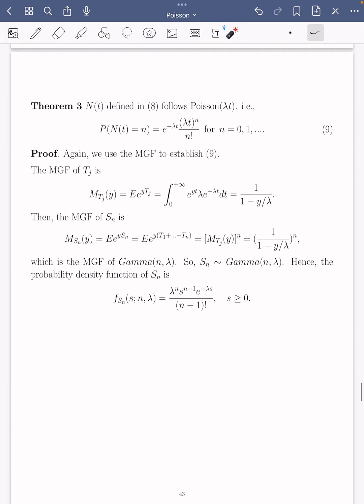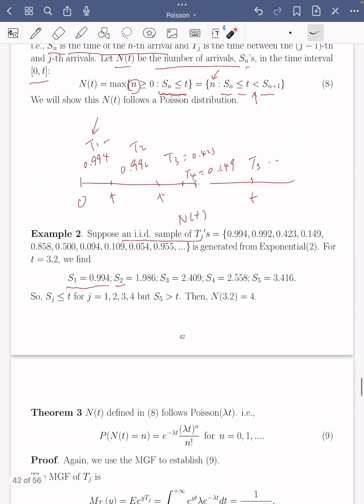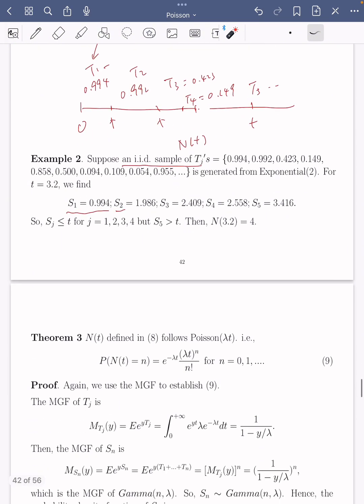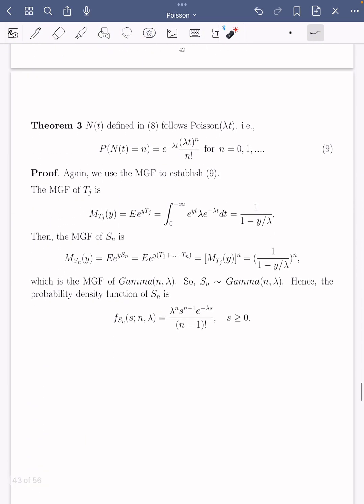So here's Theorem 3. The N_t defined in equation number 8, which is this equation here, follows the Poisson distribution with mean value equal to lambda times t. So we are trying to establish this probability mass function.